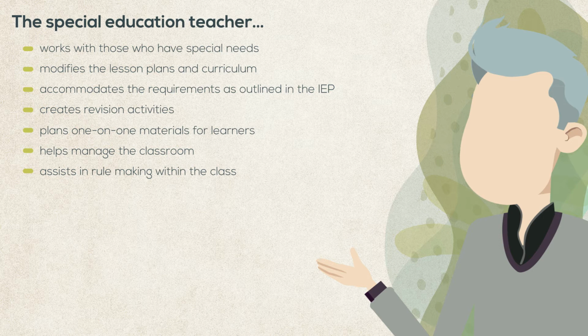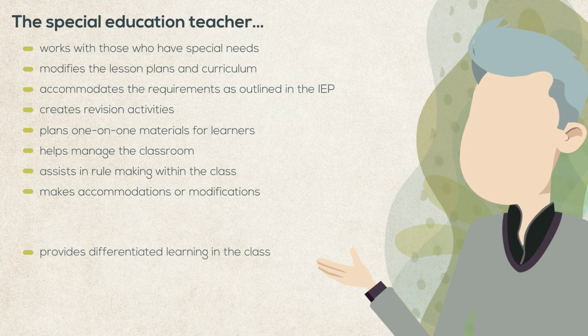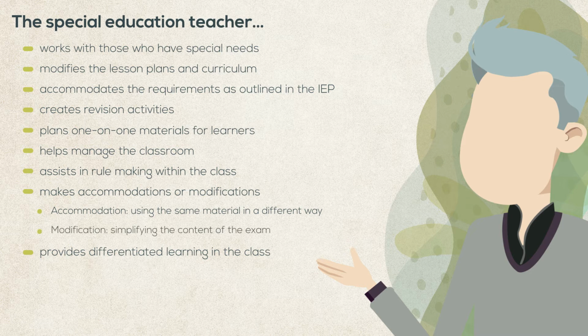Special education teachers may also need to make modifications or accommodations to provide differentiated learning in the class. Accommodations include using the same material but in a different way. For example, giving the student the same exam but providing more time to complete the exam. Whereas modification means simplifying the content of the exam. For example, simplifying assessments or assignments.